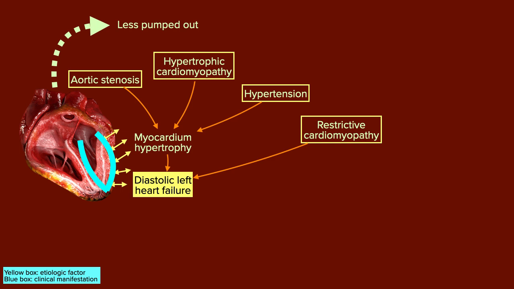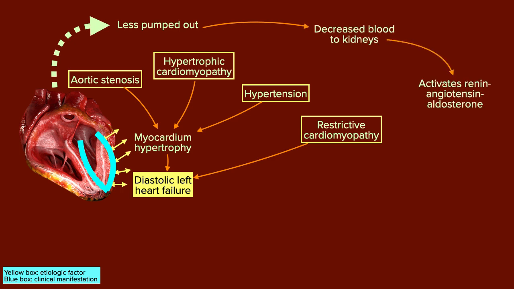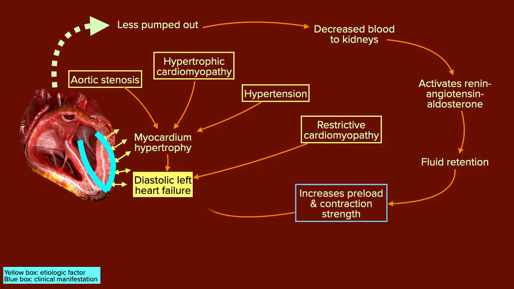When the heart doesn't pump as much blood, there is decreased blood flow to the kidneys, and this will activate the renin-angiotensin-aldosterone system, which causes fluid retention. And this excess fluid fills the heart a bit more during diastole and increases preload, which in turn increases contraction strength, again by the Frank-Starling mechanism.